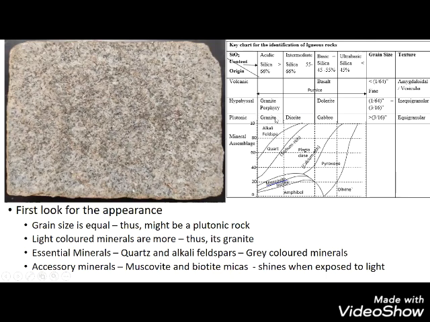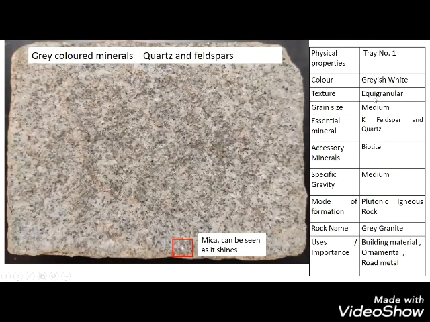Now, what is the chart you are supposed to write? The way we write the minerals, we also have to write this chart for the rocks. So first thing, what did you observe? You observed the color. Color is grayish white. Most of the minerals present are gray. Texture is equigranular, we just discussed. Grain size is medium. Medium means it is visible to the naked eye.